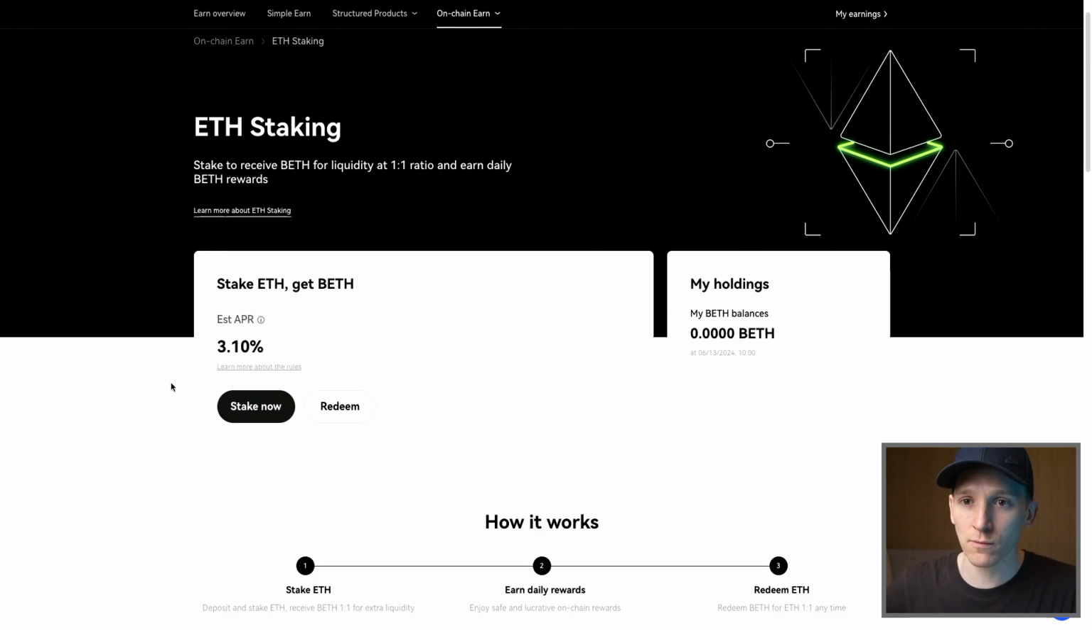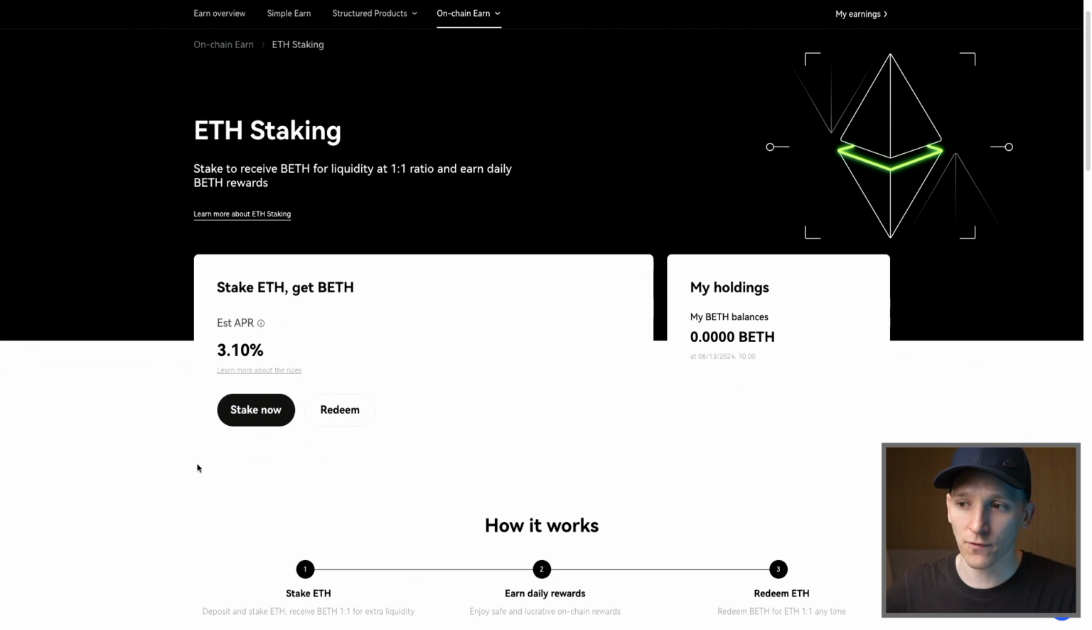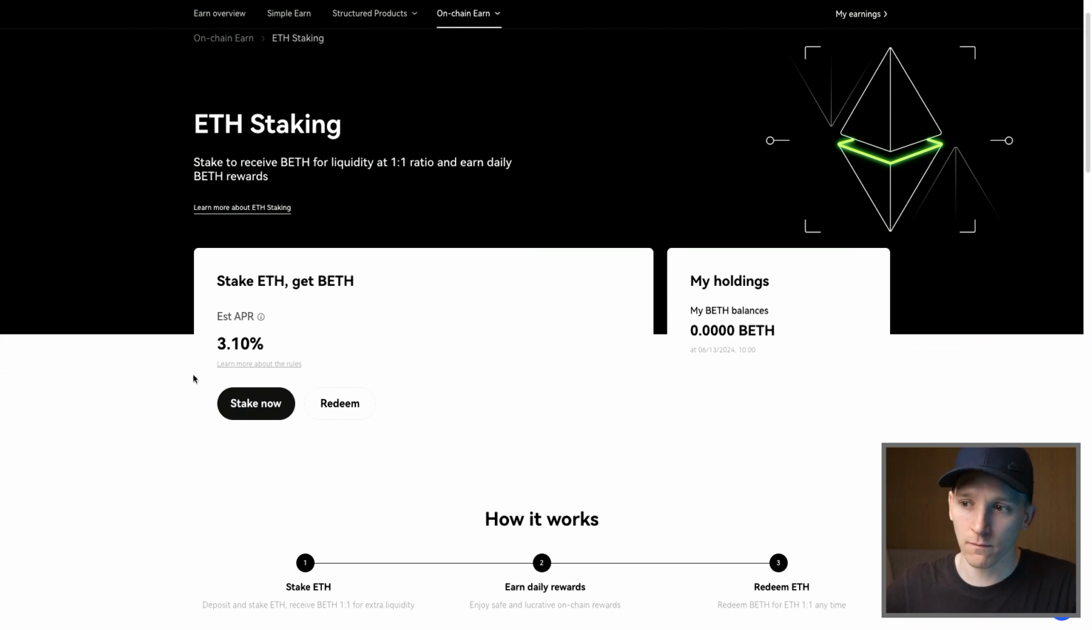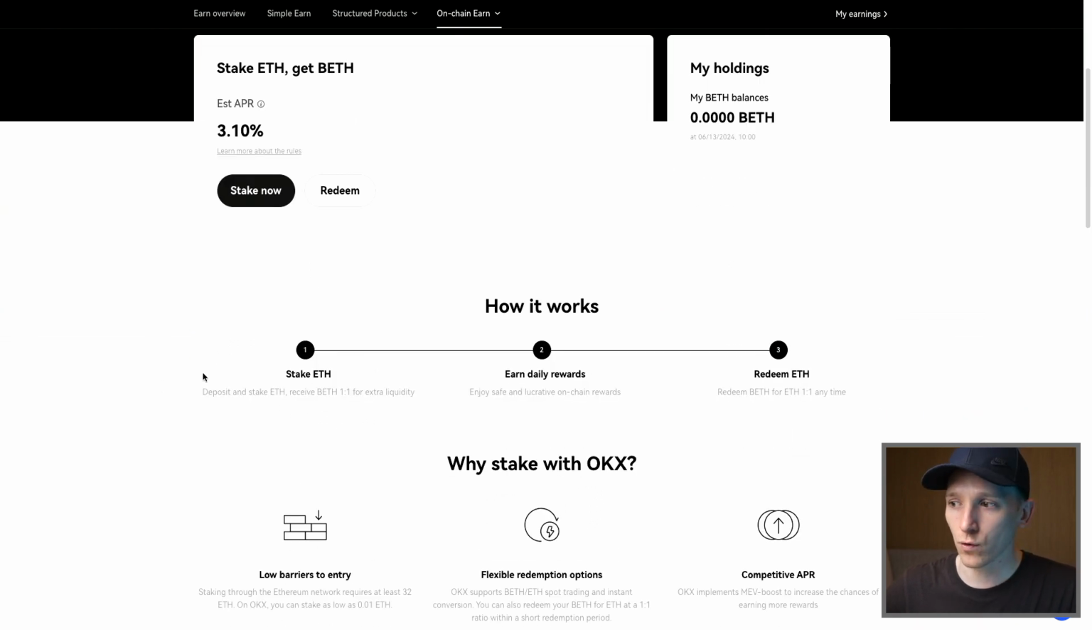Some other platforms like Binance and Bybit with their staking tokens like Staked ETH or Binance's BETH, you can withdraw them into your wallet as well. But if you're just using the centralized platform, maybe it's okay for you just to have your ETH in here, earning some staking rewards in your platform as well.